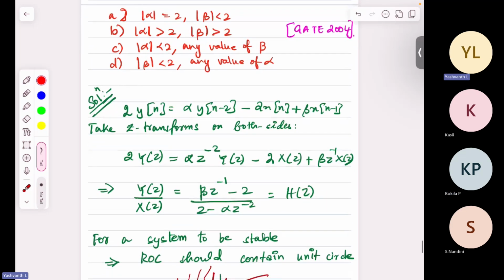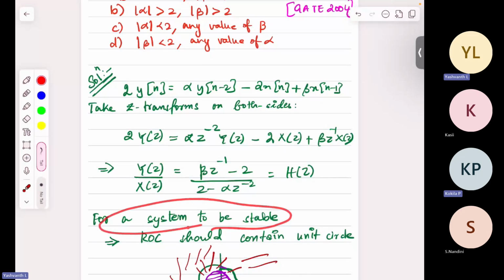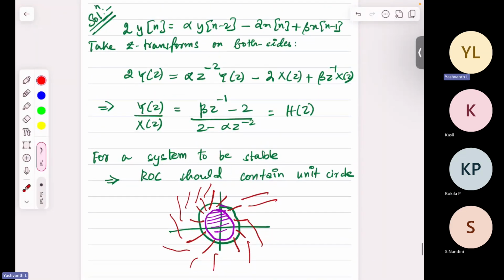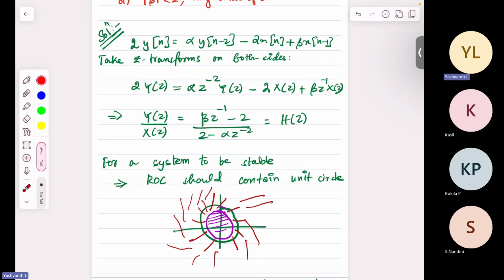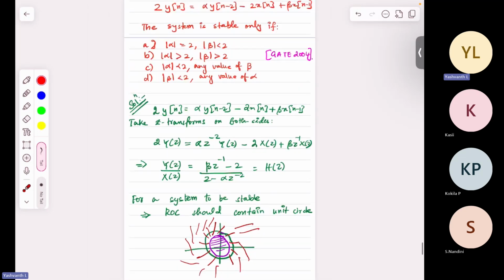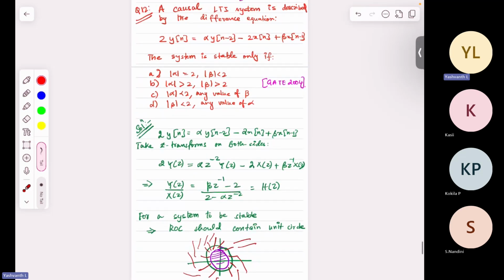Now, basically, for the system to be stable, ROC should contain the unit circle. Now, my claim is that the ROC of h of z is the exterior part of some circle. Okay. Now tell me why is it exterior part? Can anyone tell me why I am saying that the ROC should be the exterior part of a circle?